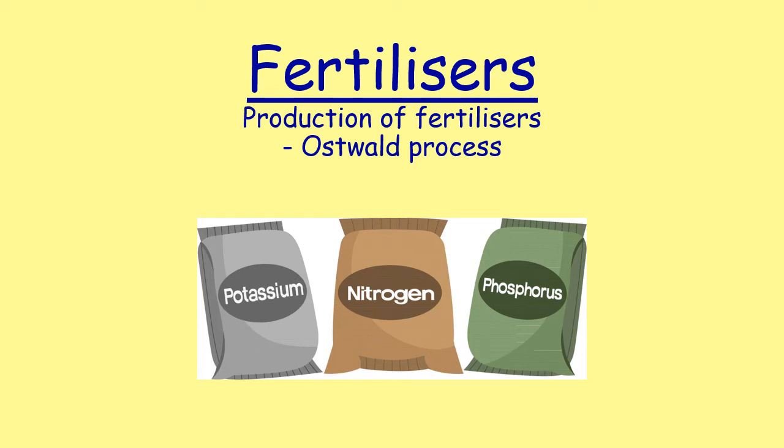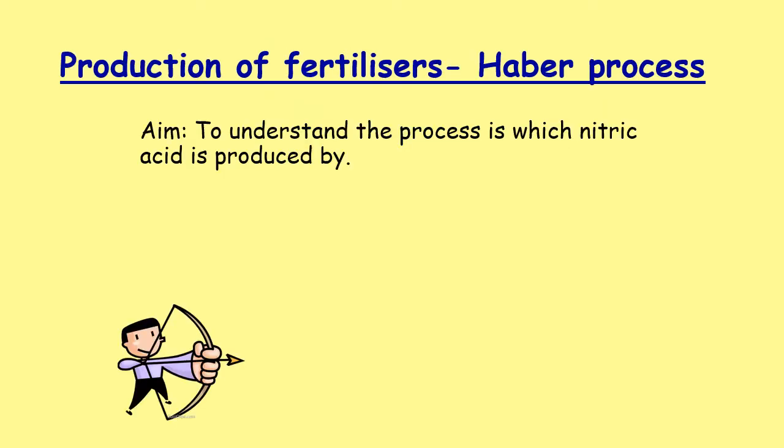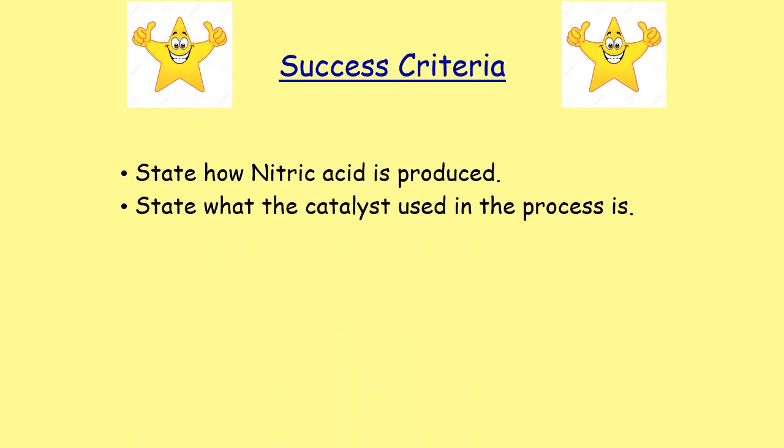So this is National 4, National 5 Chemistry, and our topic today is on Unit 3, Chemistry and Society, and we are looking at fertilizers. So this lesson is all about the Ostwald process and continues on from our last lesson about ammonia and the Haber process. So the aim of today's lesson is to understand the process by which nitric acid is produced. In terms of success criteria, we would hope that you would be able to state how nitric acid is produced and be able to name the catalyst used in the process.